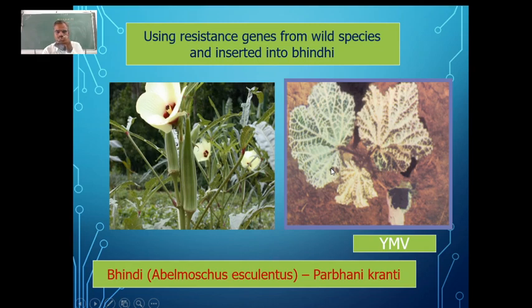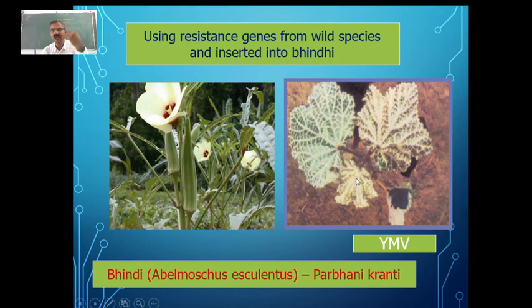For example, this is Abelmoschus esculentus, that is lady's finger, which is commonly called bindi, affected by yellow mosaic viral disease. You can see here. So now they have developed a variety. You can see the leaves which are very healthy, and also you can see very good yield, and the flowers also. It is the variety called Parbani Kranti, a variety of bindi which is developed against yellow mosaic virus.